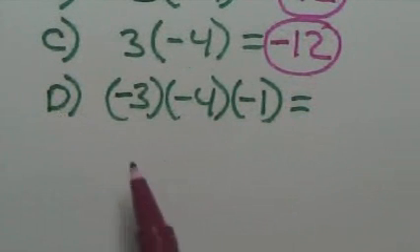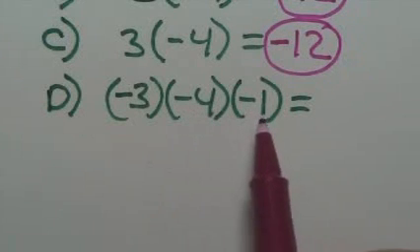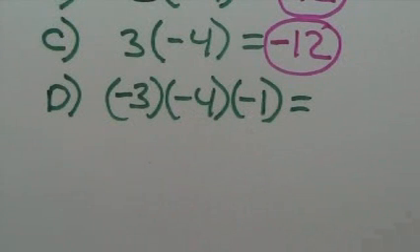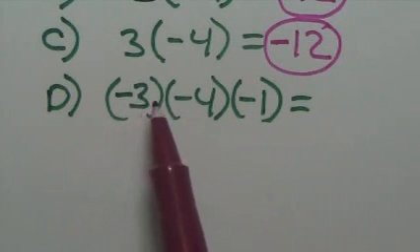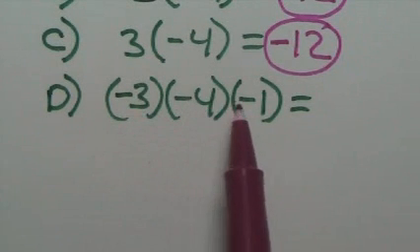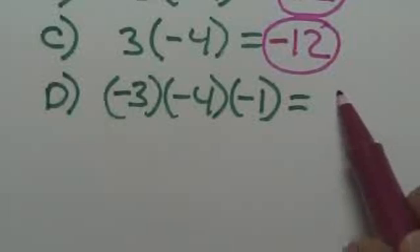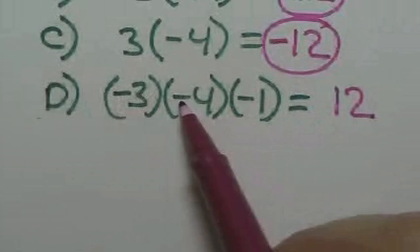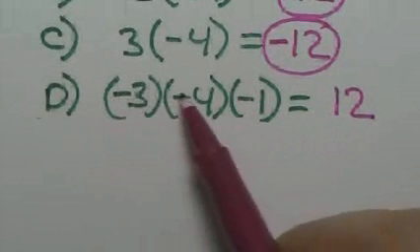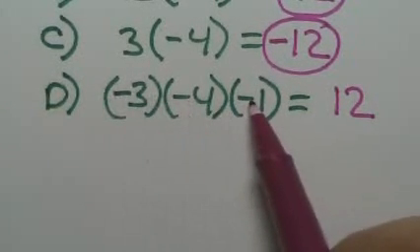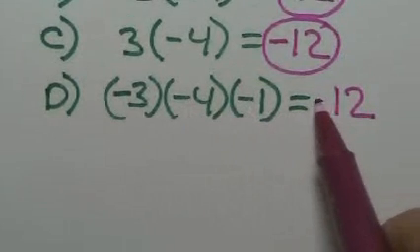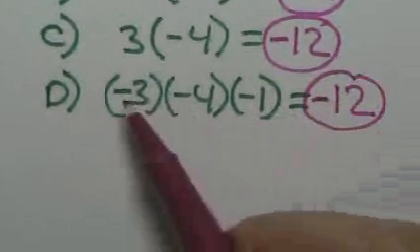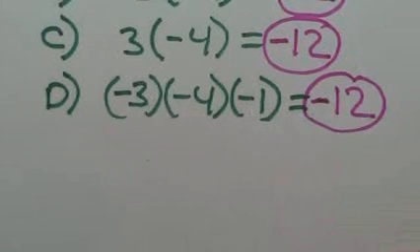Letter D is negative 3 times negative 4 times negative 1. Our first step is to multiply. 3 times 4 is 12, times 1 is 12. Now we count the negatives. I have 1, 2, 3. Two of them cancel. These two cancel, and you're still left with one negative. So the answer is negative. Two cancel, you're still left with one, so it's negative.